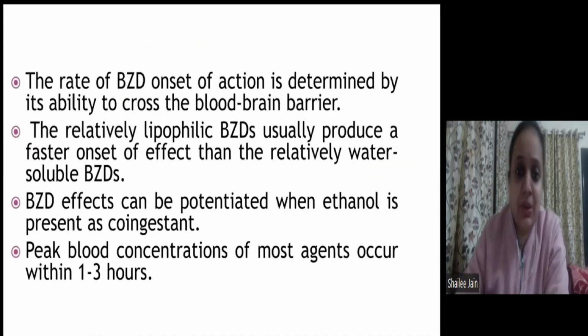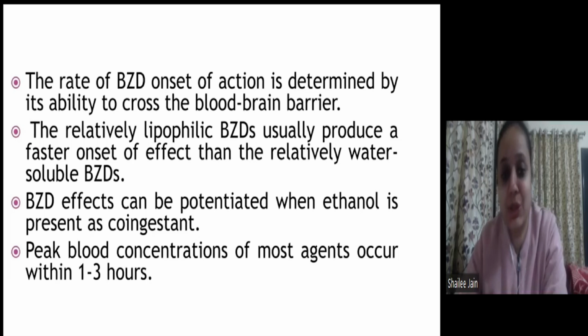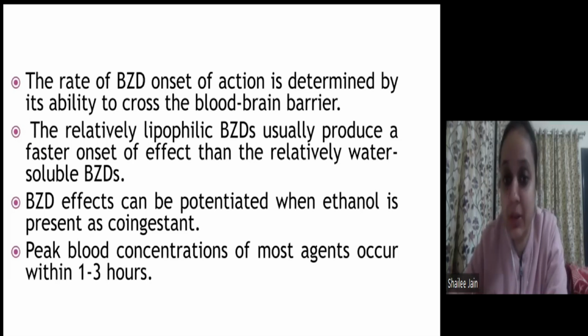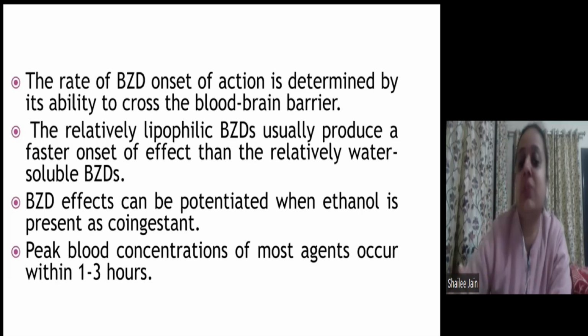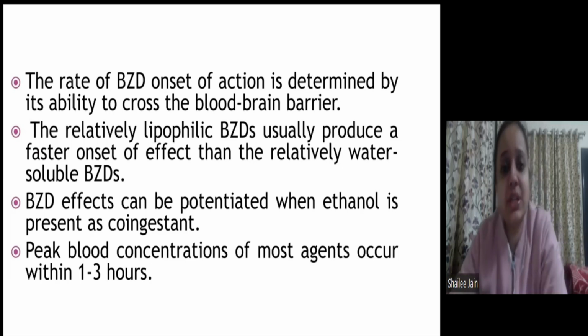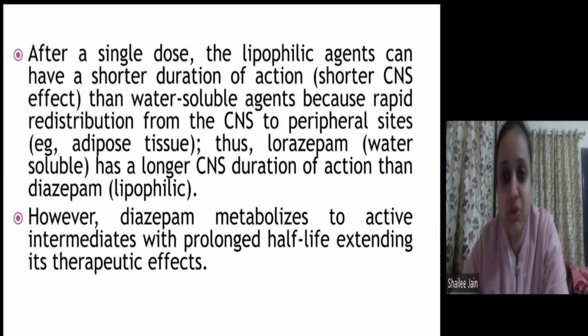The rate of benzodiazepine onset of action is determined by its ability to cross the blood-brain barrier. The relatively lipophilic benzodiazepines usually produce a faster onset of effect than the relatively water-soluble benzodiazepines because these can easily cross the blood-brain barrier, being lipophilic. Benzodiazepine effects can be potentiated when ethanol is present as a co-ingestant. Peak blood concentrations of most agents occur within 1 to 3 hours. After a single dose, the lipophilic agents can have a shorter duration of CNS effect than water-soluble agents because rapid redistribution from the CNS to peripheral sites, for example adipose tissue, occurs.